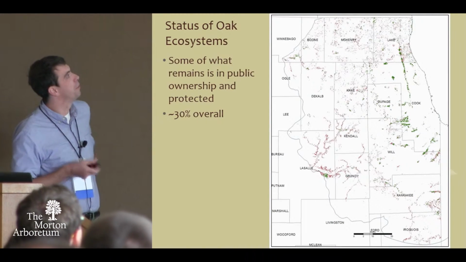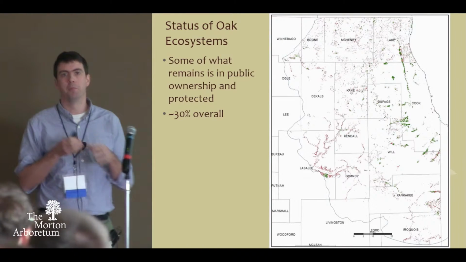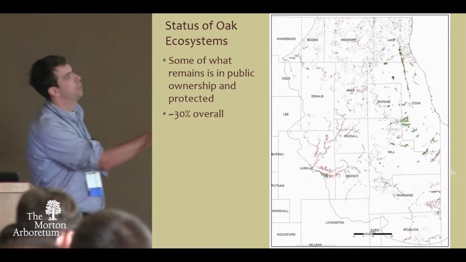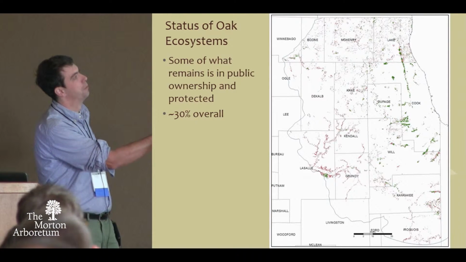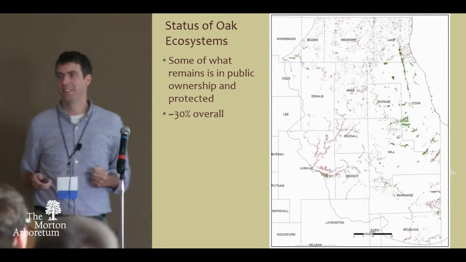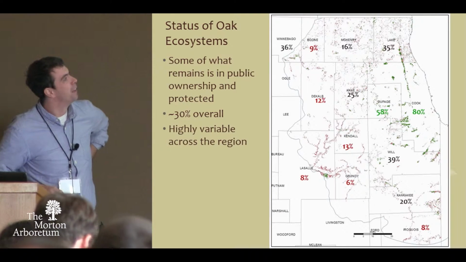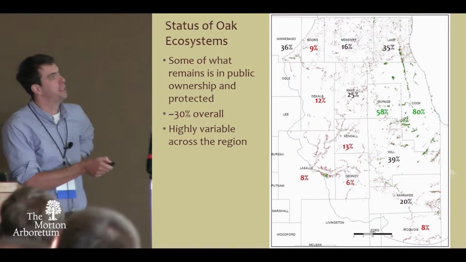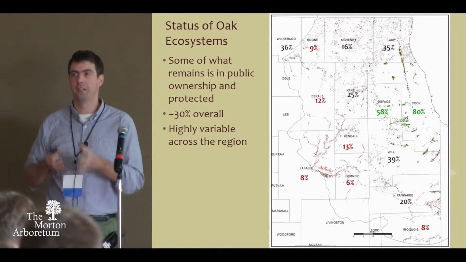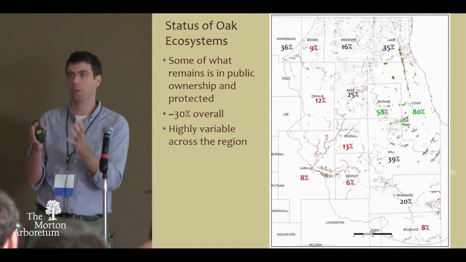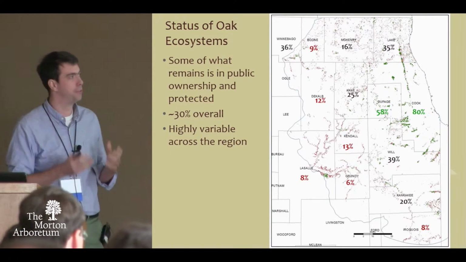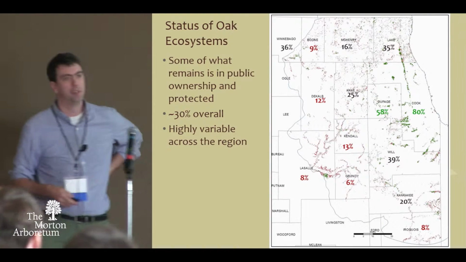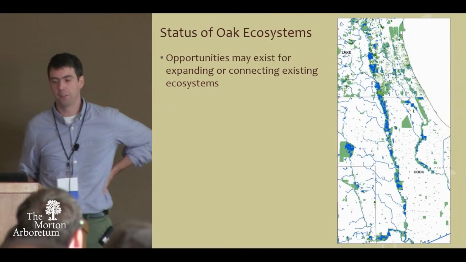About 30% of what's left is in public ownership or some protected status. So we're sitting right here. You can see the Morton Arboretum sticks out. Hey, we're protected. Good work, Morton Arboretum. And it's highly variable across the region. So in Cook County, about 80% of what's left is protected. It's a super urban landscape with lots of emphasis on the Forest Preserve District. But some of these more rural counties have very little land in protected status.